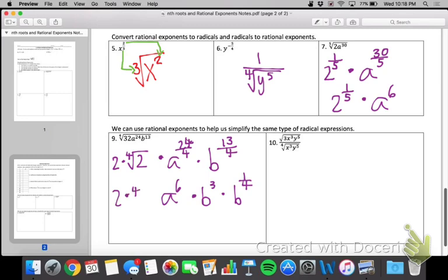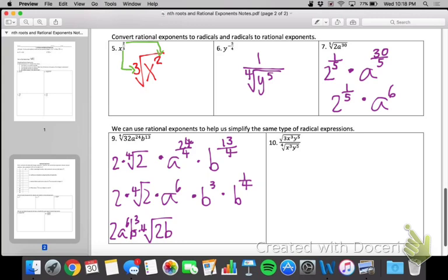The 2 and the 4th root of 2 can hang out and go for the ride. And now I'm just going to convert my b to the 1/4 back into radical form. So I have 2 times the 4th root of 2b. No, I forgot the a to the 6th part. That's not the right thing. So it's 2a to the 6th, b cubed times the 4th root of 2b. So the same answer we got on the front, just a different way.